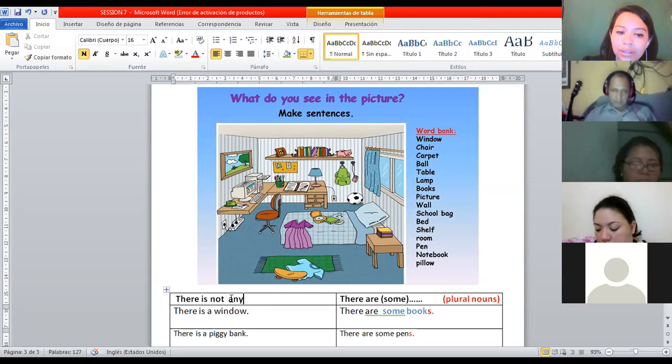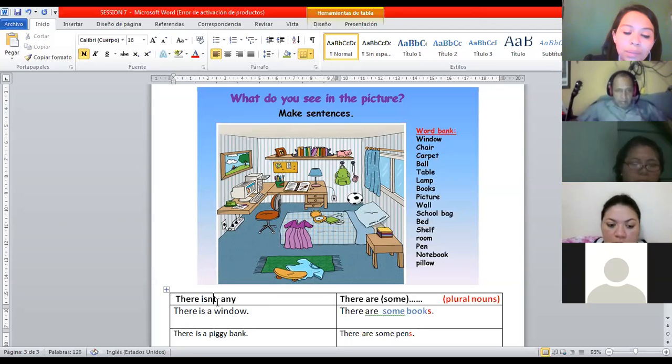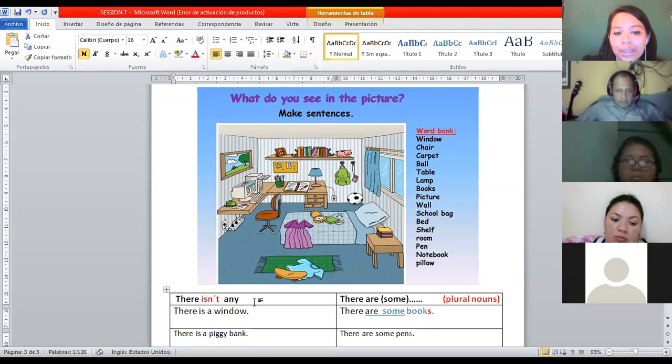There is not any. But normally, lo unimos. We use contractions. So we will not say there is not. We will write it together, and we will write an apostrophe here. There isn't, okay? So there isn't or there is not es lo mismo. Are we okay? There isn't any. For example, no hay bicicletas. There isn't any bike.